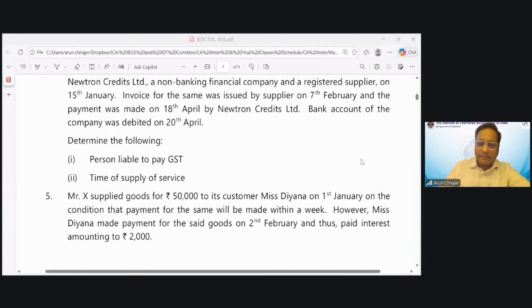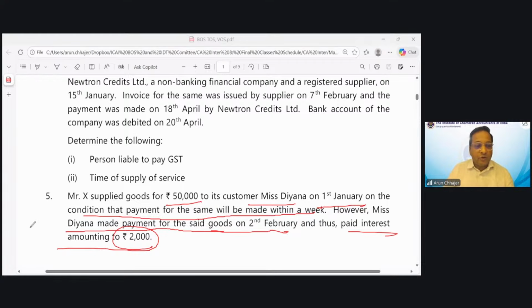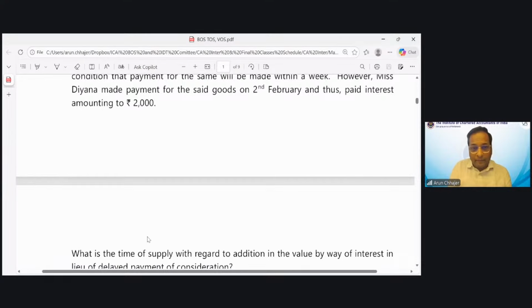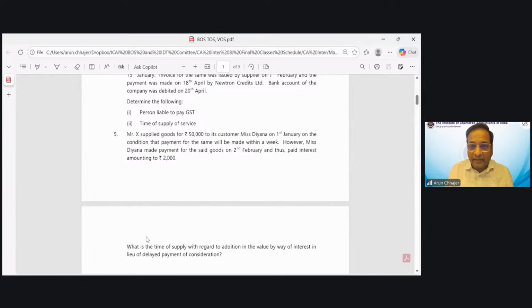X supplied the goods for 50,000 to its customer on 1st Jan on the condition that payment for the same will be made within a week. However, she has missed the payment on 2nd Feb. She has made the payment not within the 7 days, and thus paid interest amounting to rupees 2,000. Now, what is the question? The question is, what is the time of supply with regard to addition in the value by way of interest, delayed payment of any consideration?